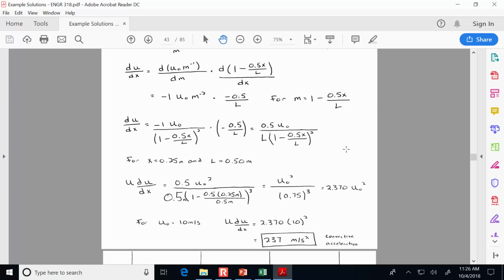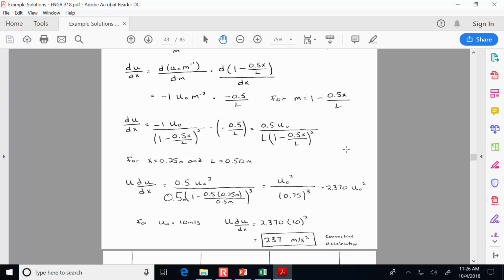Let's make some substitutions now. This is du dx. Oh, that's called the velocity gradient. Du dx is the velocity gradient. It's how the velocity is changing with respect to position. Let's keep in mind our definition of what is L and what is x.